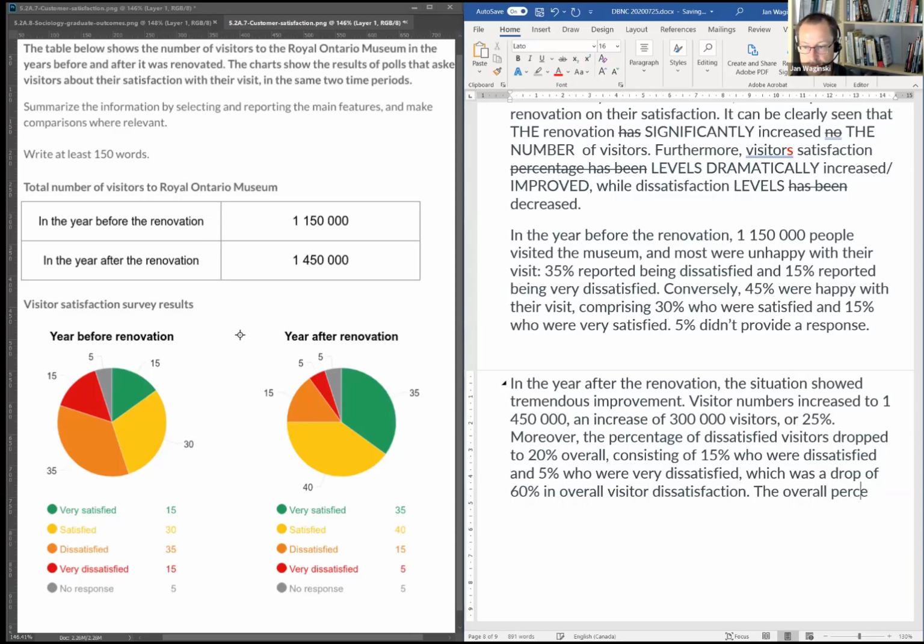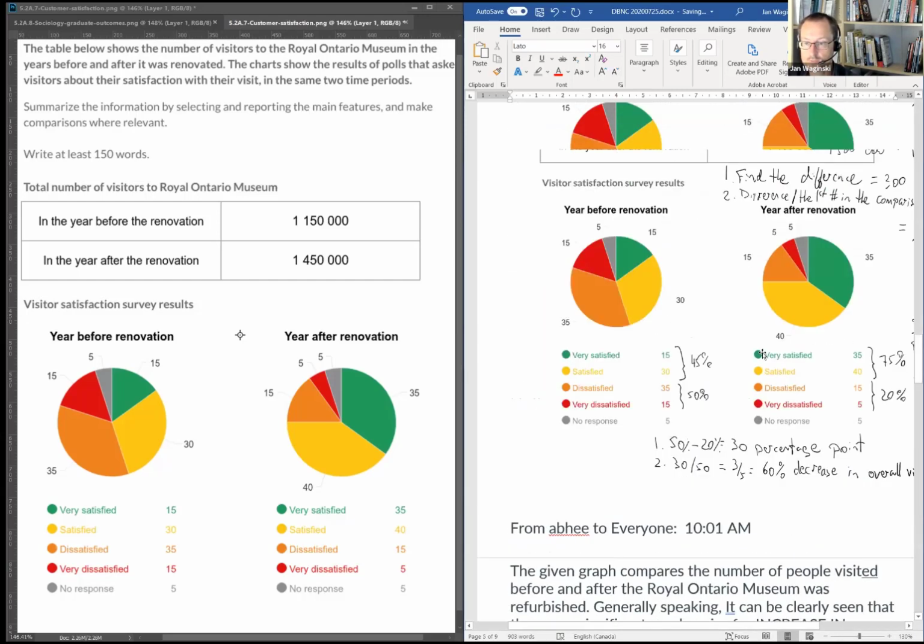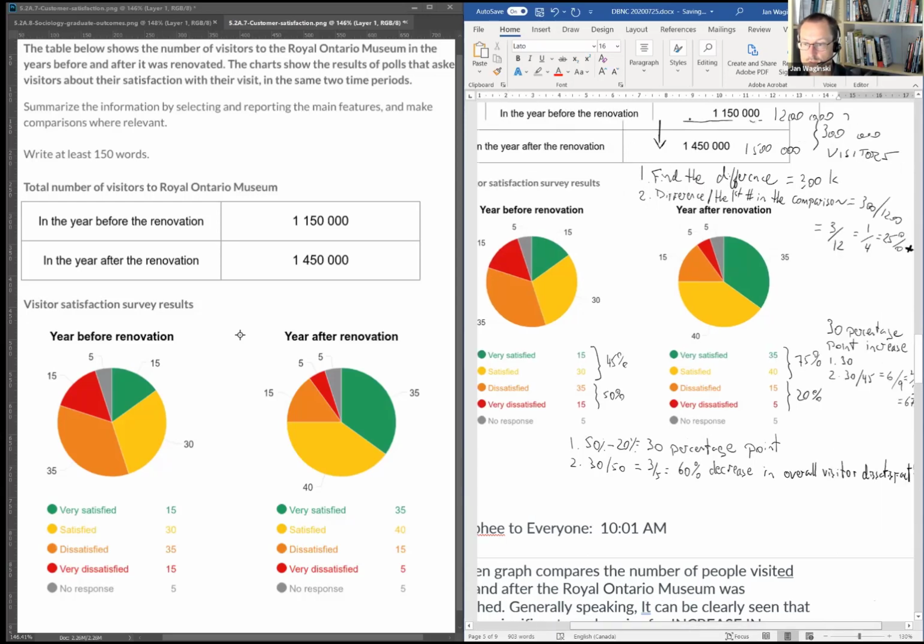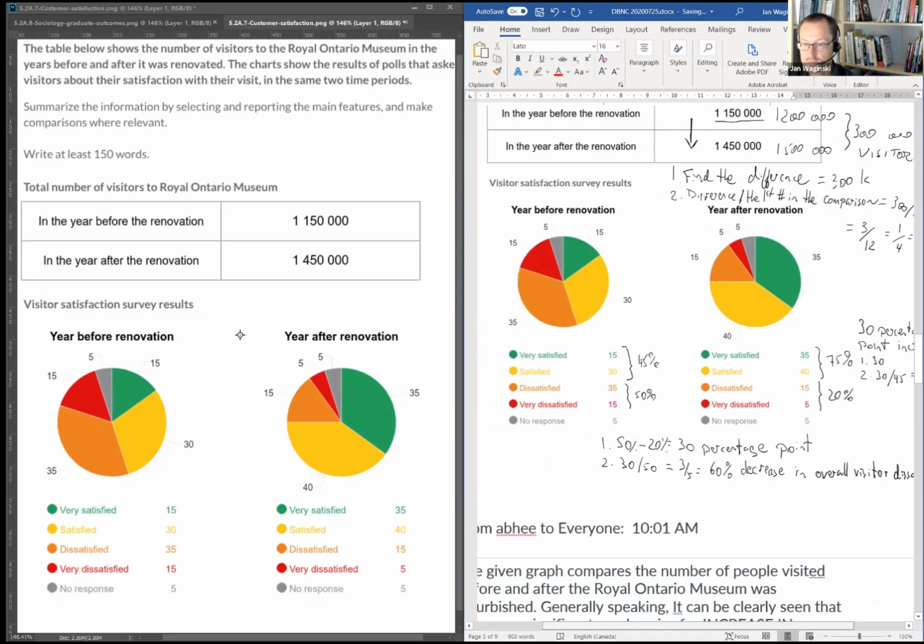The overall percentage of satisfied visitors grew to 75%, 75%, which was an increase of what percentage in visitor satisfaction? Up top. 67%.